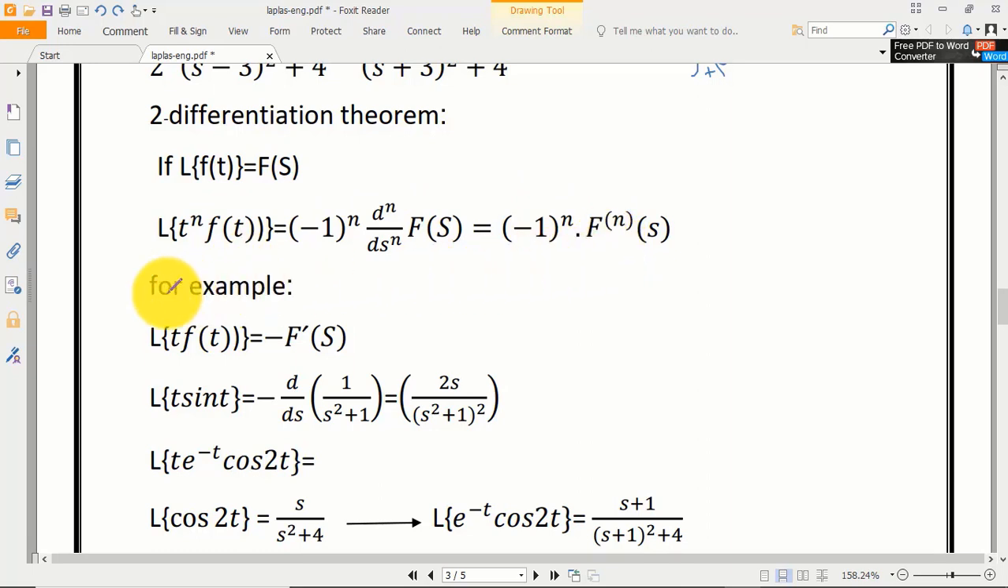Look at this simple example. For the Laplace of t times f of t, you just need to put n equal to 1.